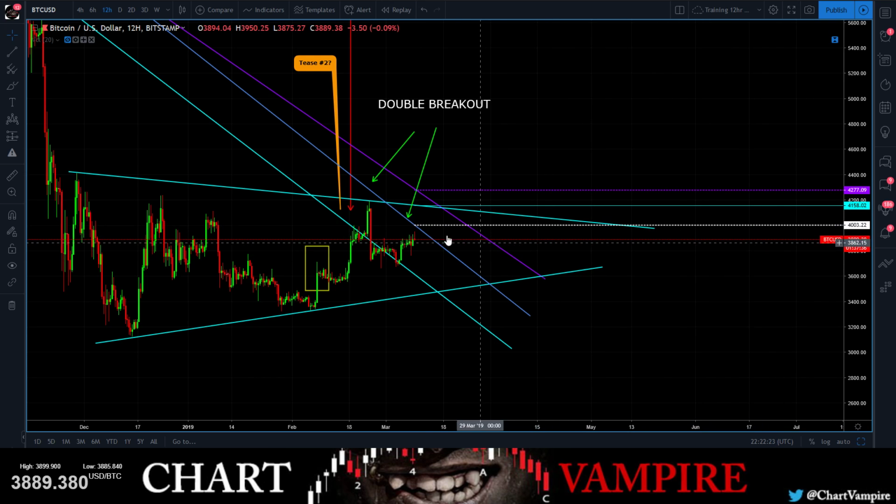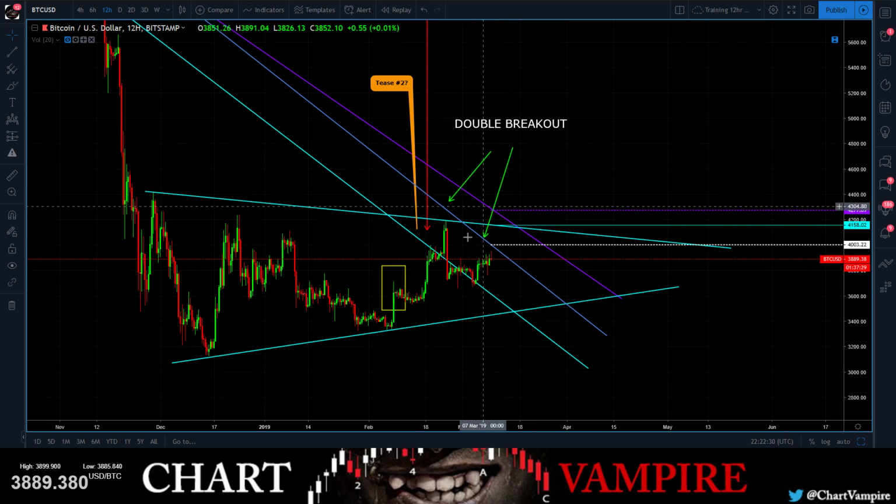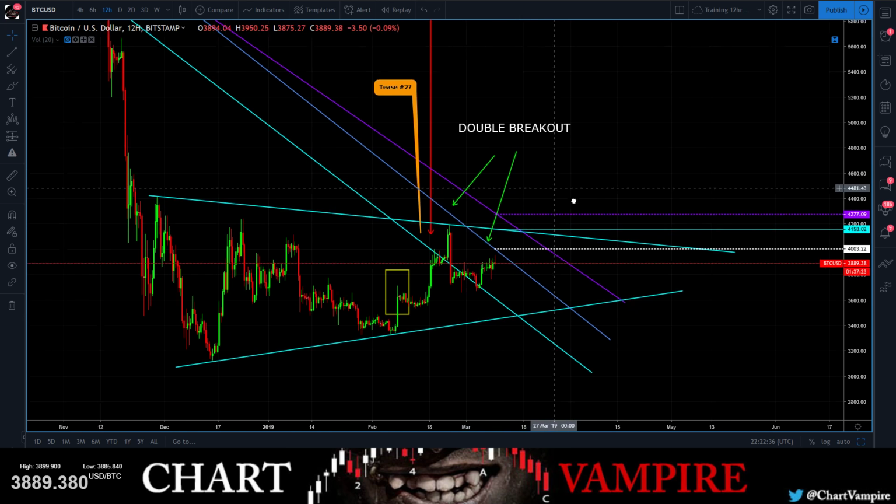Just chilling, right? It's just hanging out. And the next 12-hour candle, it's just going to get a little bit lower. We're just going to keep moving a little bit lower. Now, if this were to break out, this is the next level I would see. A, you got the wedge line to get through. Then you got this trend line to get through.